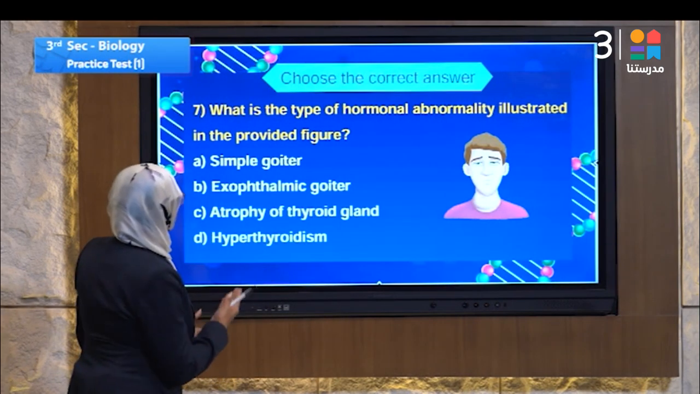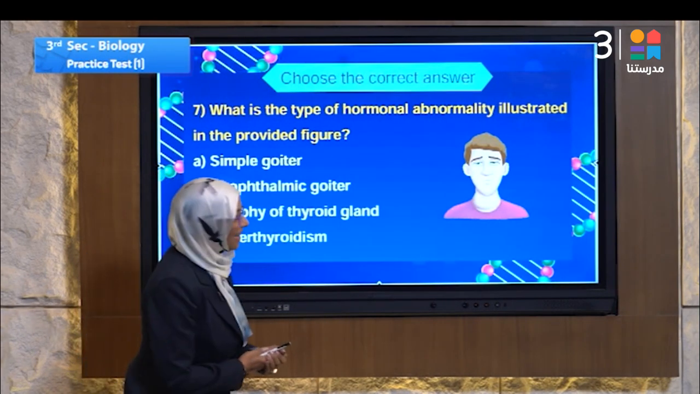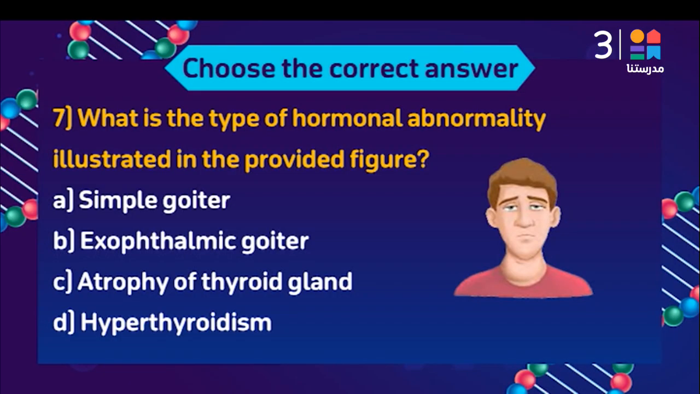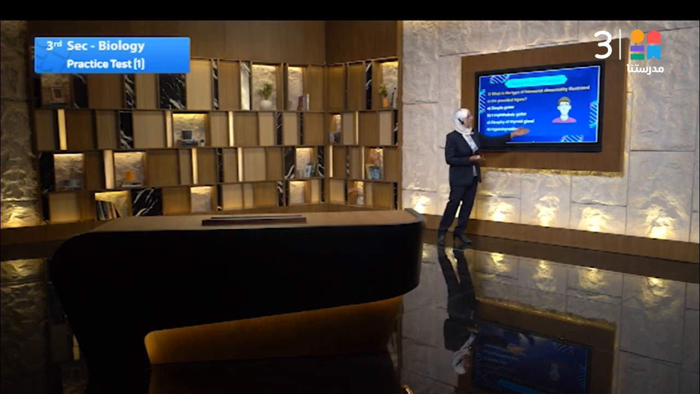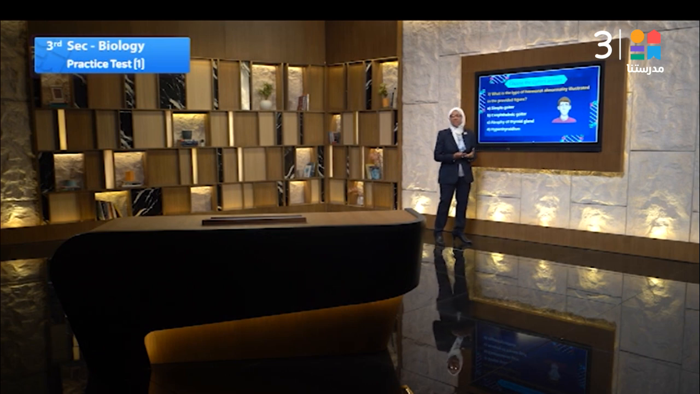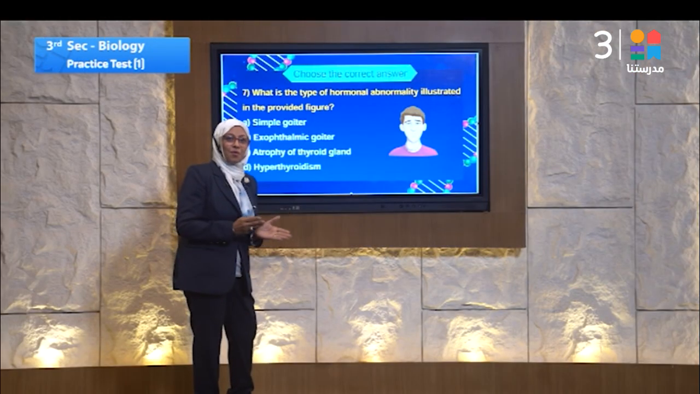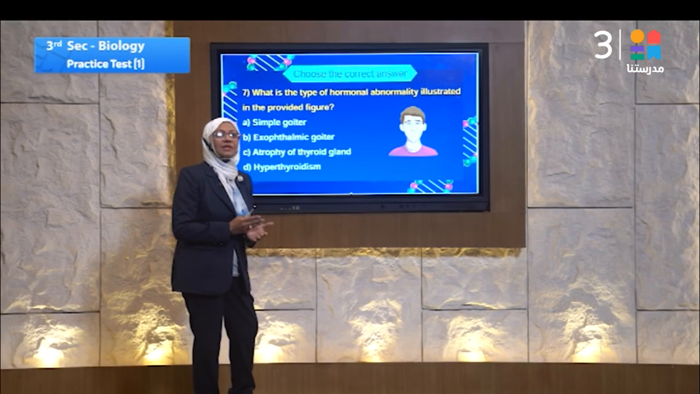Let's go to number 7. What is this? It's a picture about a person. What does this person suffer from? I will discuss what this person suffers from. It's a lazy one, lazy. And it has a big neck. Here is a thyroid gland. Yes, the thyroid gland is very big. So it must have symptoms of one disease.